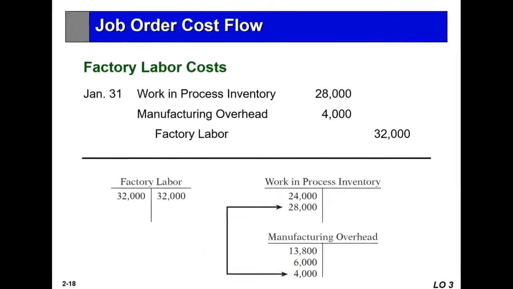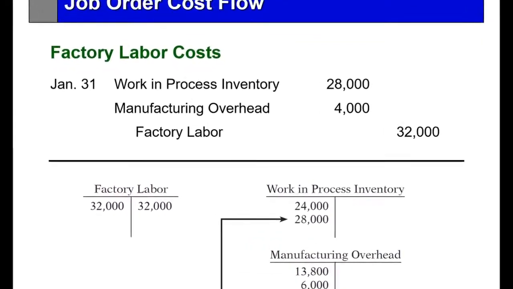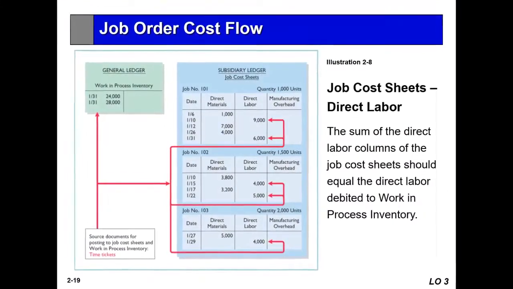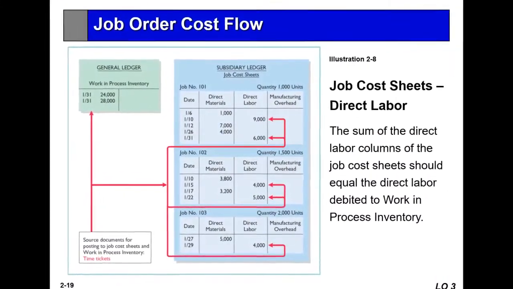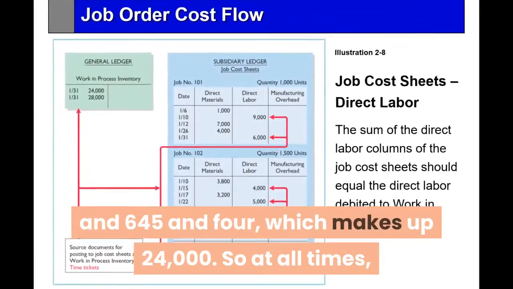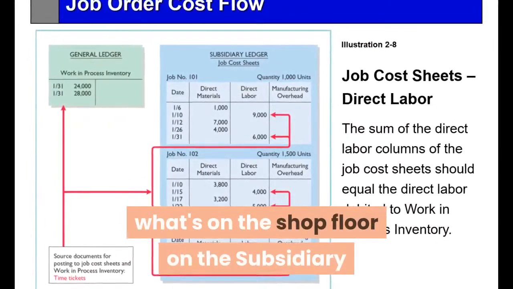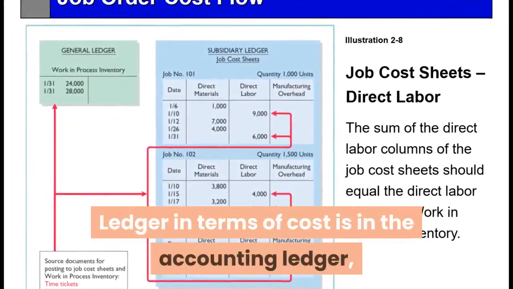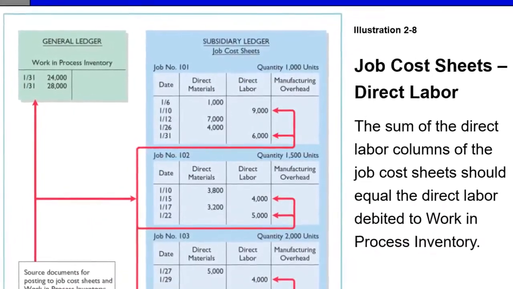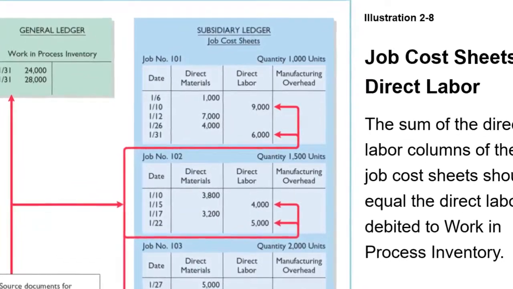The journal entry would then be posted in that way, at the same time as that posting has taken place in the general ledger. The 24,000 on the shop floor of the 3 jobs are picking up the total cost here, 9, 6, 4, and 5, which makes up 24,000. So at all times, what's on the shop floor on the subsidiary ledger in terms of cost is in the accounting ledger, and that's how we control the costs in a manufacturer. The office of the accountant knows exactly how much the costs are when they get the cost sheets.